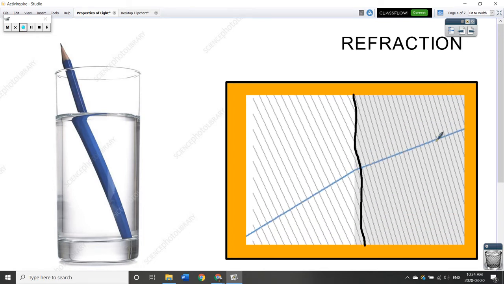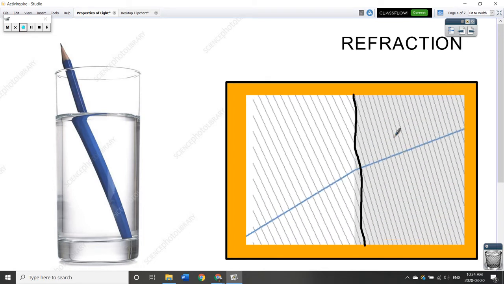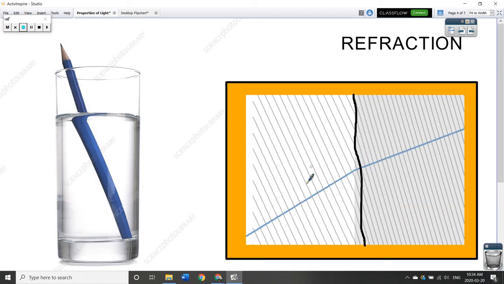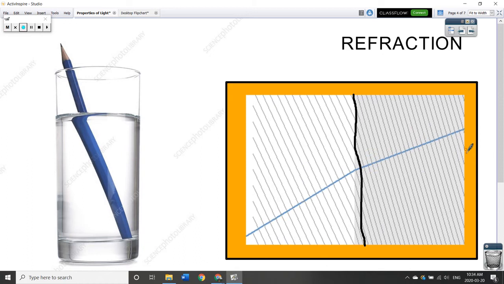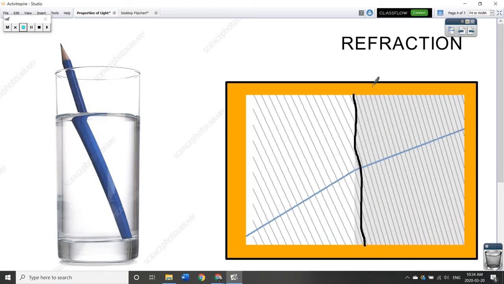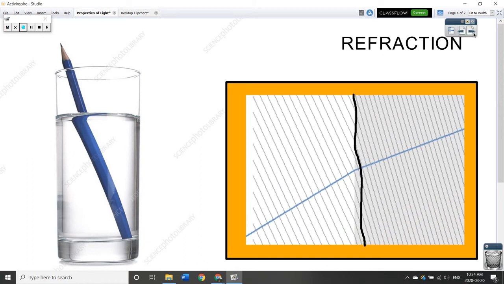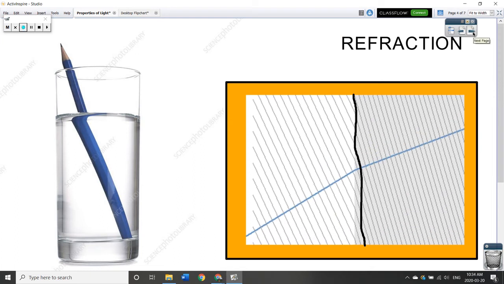If light were to travel in the opposite direction, so from this more dense medium to this less dense medium, then it would speed up. And that's how light travels in different mediums, and that's what refraction is.